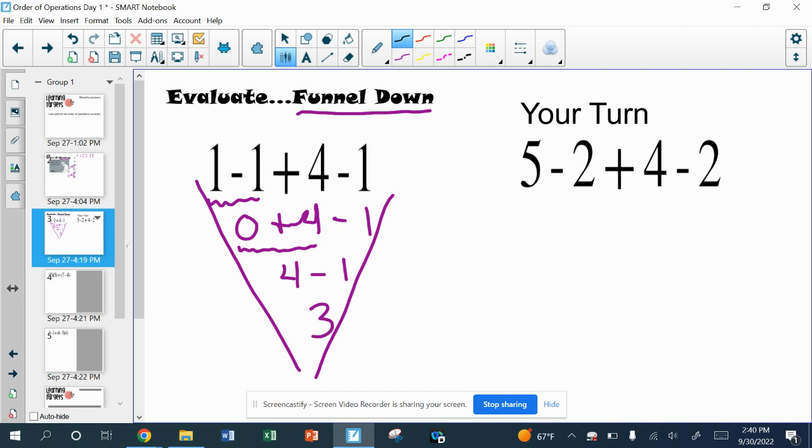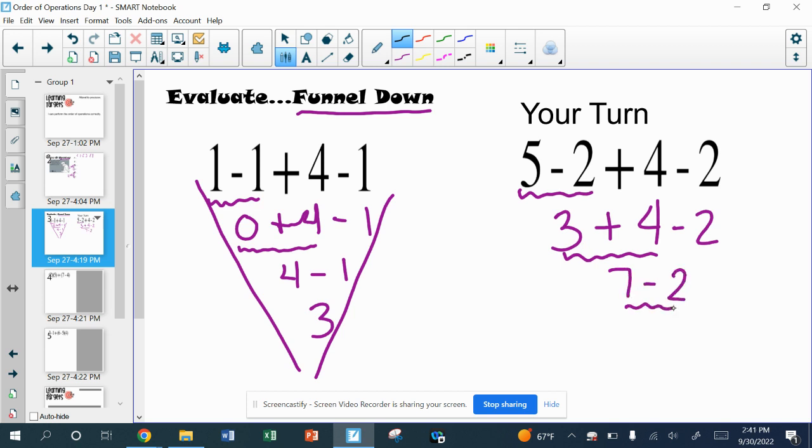down and try it on your own. I'm going to try it right now. So I would do 5 minus 2 first. That's going to be 3. Then write everything else down. And then I would do 3 plus 4, which is going to be 7, minus 2. Those two go together to make my 5. And again, it looks like a funnel.